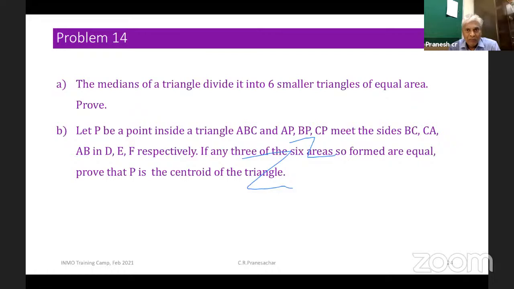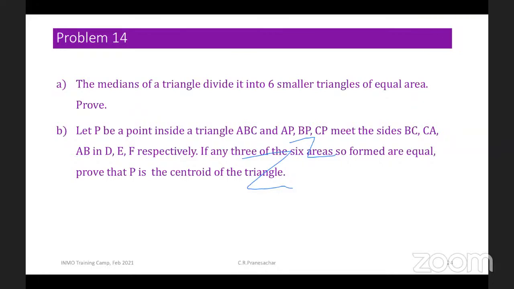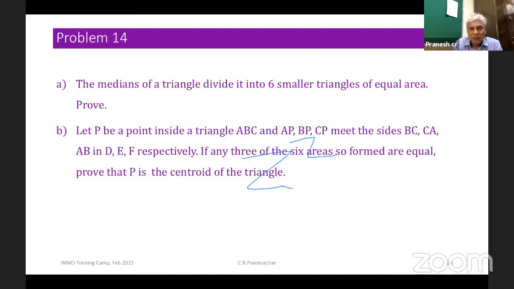There are 2 parts. The medians of a triangle divide it into 6 parts. It can be proven by the midpoint theorem and properties. Sir, the first part is obvious. Yes, exactly. That's why I'm not going to prove it.